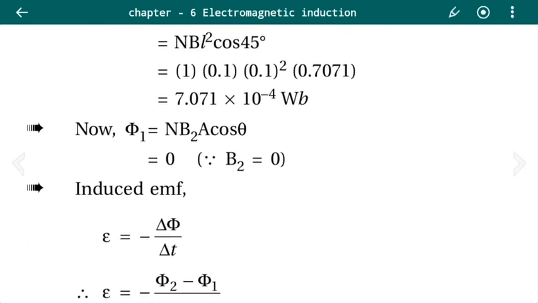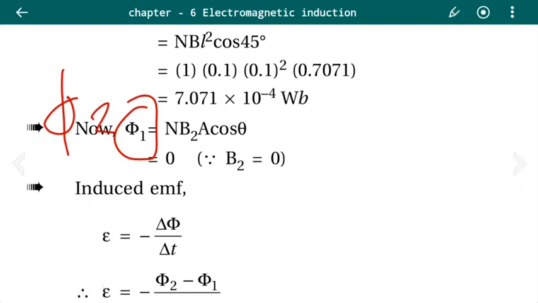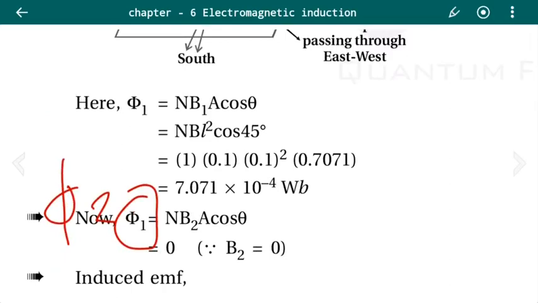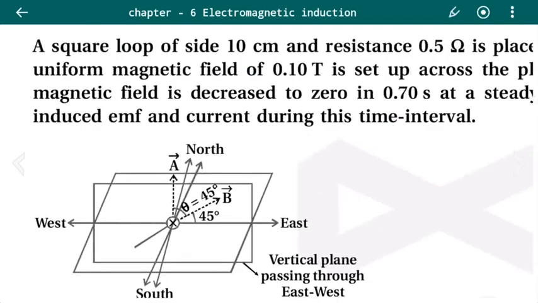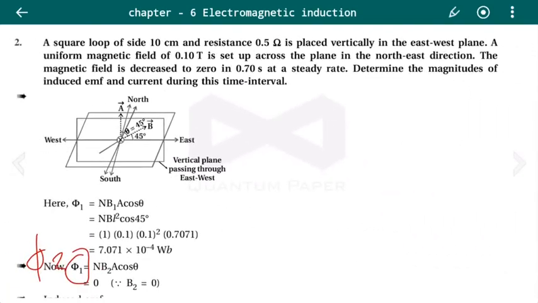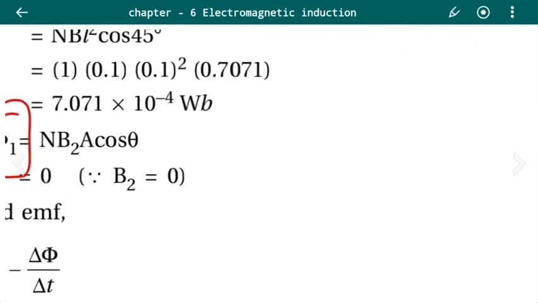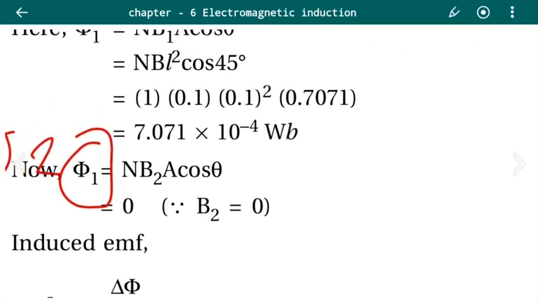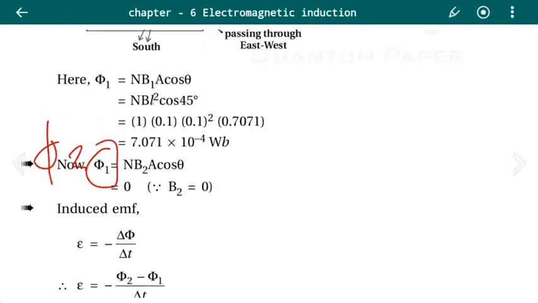Now we need to calculate the value of phi 2. Here it is not phi 1 but phi 2. So phi 2 is again NBA cos theta, here using NB2A cos theta. In this statement it is given the magnetic field is decreased to 0. So here B2 equals 0. So in NB2A cos theta, because the value of B2 is 0, the whole value of phi 2 becomes 0. So phi 2 equals 0.